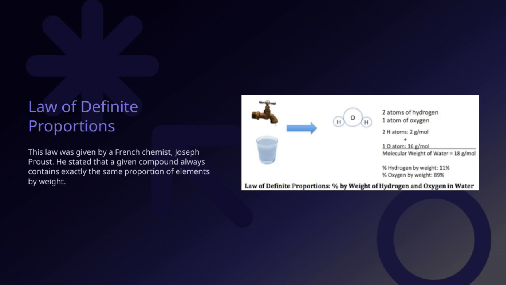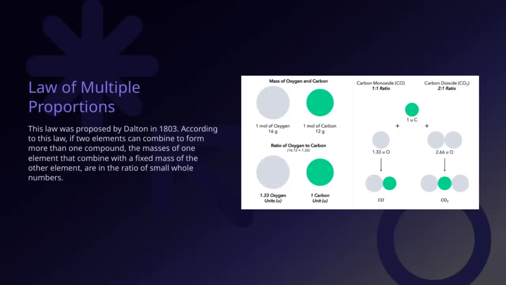Essentially, it means that no matter the source, the ratio of elements in a compound remains constant. This concept is really important because it helps us understand that chemical compounds have a fixed composition, which is a key idea in studying chemistry. It ties into the overall theme of how elements combine in specific ways to form substances with consistent properties. This law was proposed by Dalton in 1803, and it marks a significant step in our understanding of chemical combinations.